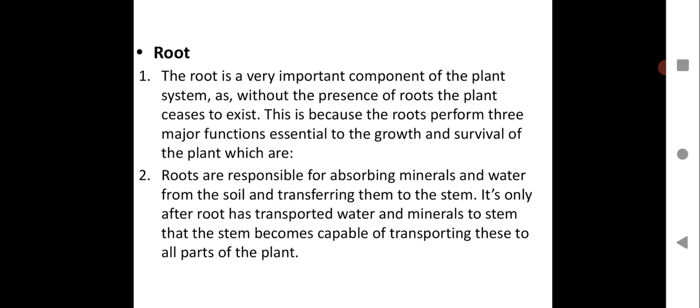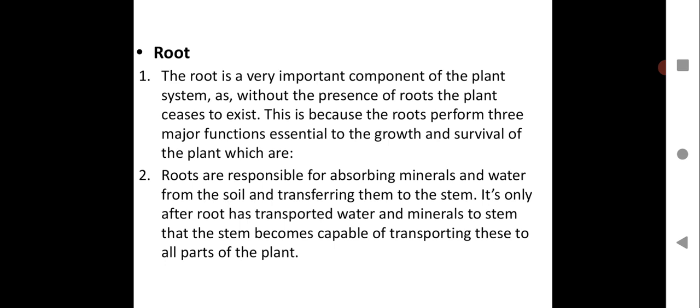The root is a very important component of the plant system, as without the presence of the roots, the plant ceases to exist. If somehow you uproot a plant and you are not planting it anywhere, then after some days the plant will die, because the roots will stop performing their function, because it requires soil. So in the absence of the root, the survival of the plant ceases to exist. This is because the roots perform three major functions. Those are very essential to the growth and the survival of the plant, which are, let us see.